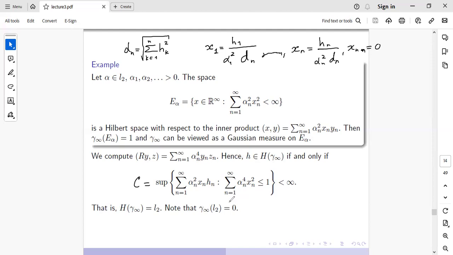Now, if we compute the sum of alpha n to the power of 4 x_n squared, we will get actually the sum from 1 to n of h_k squared divided by d_n squared. But this is 1.